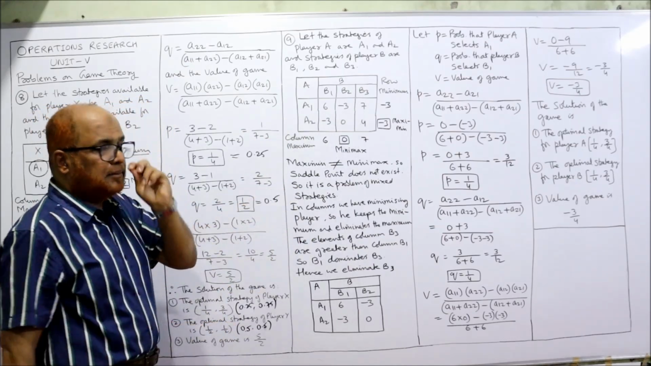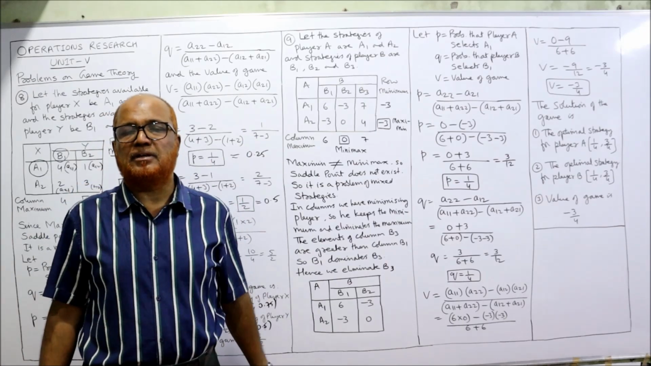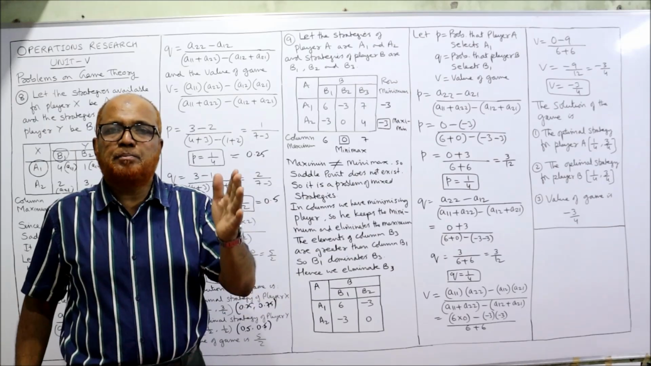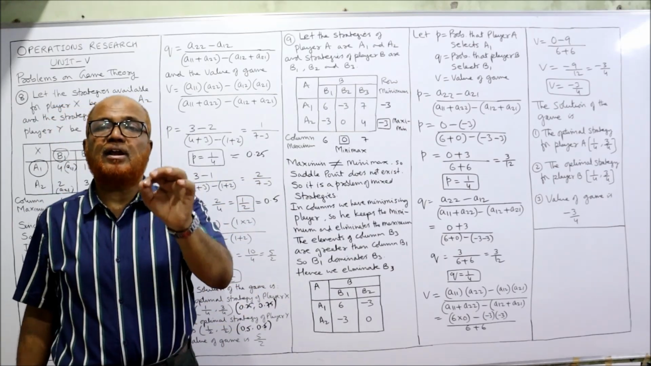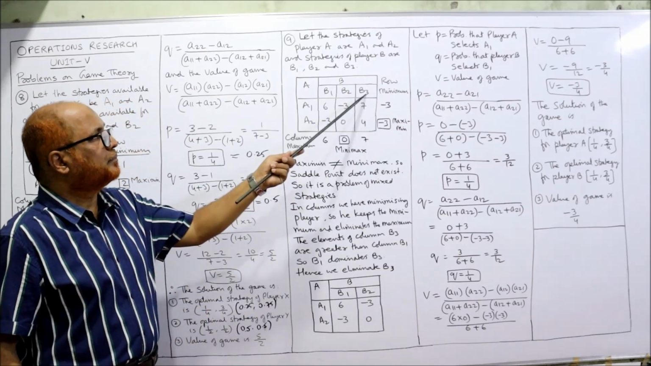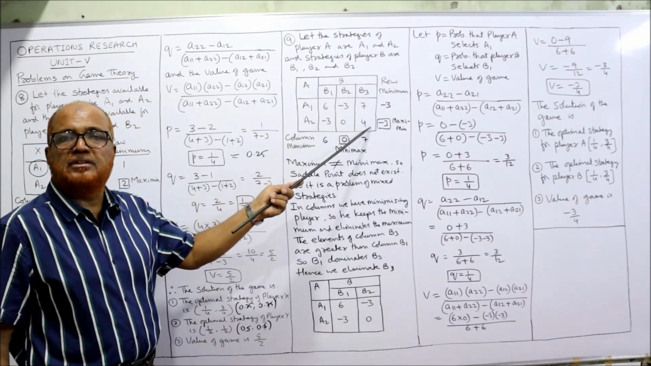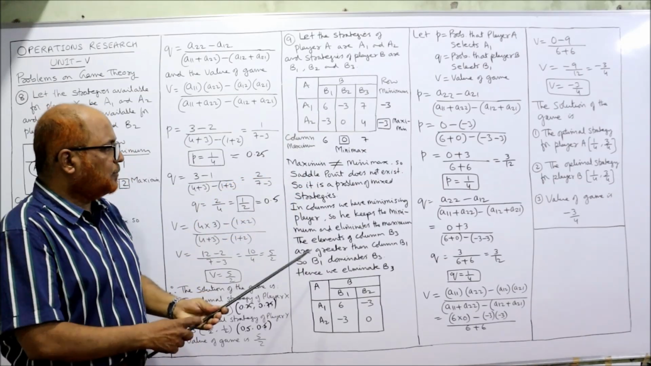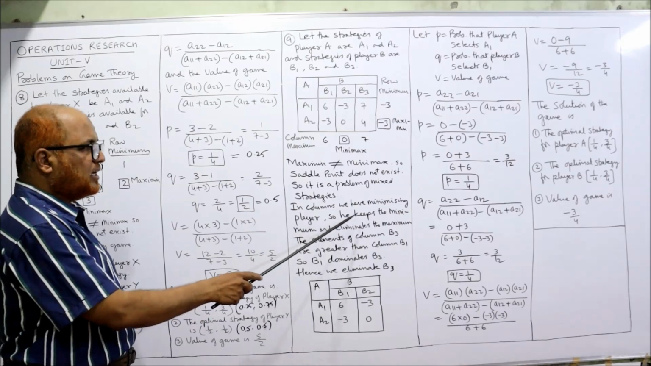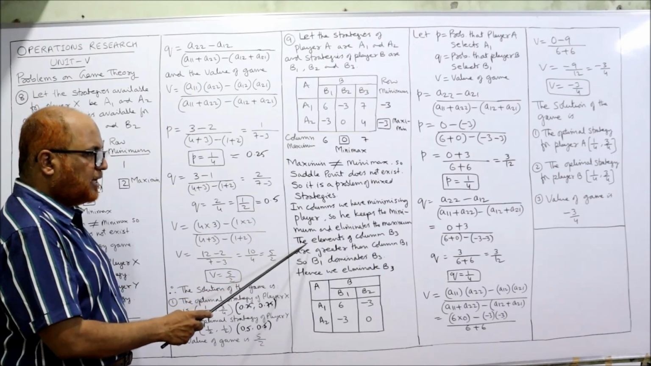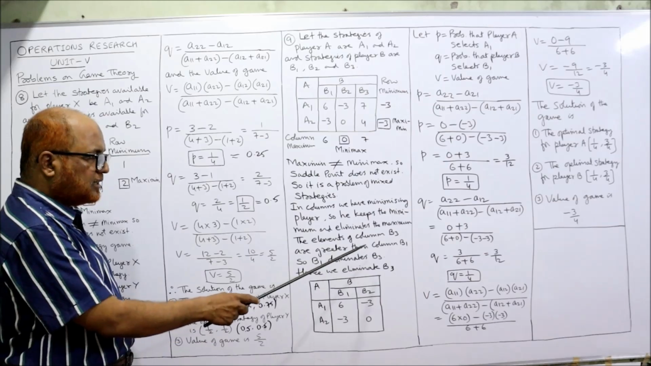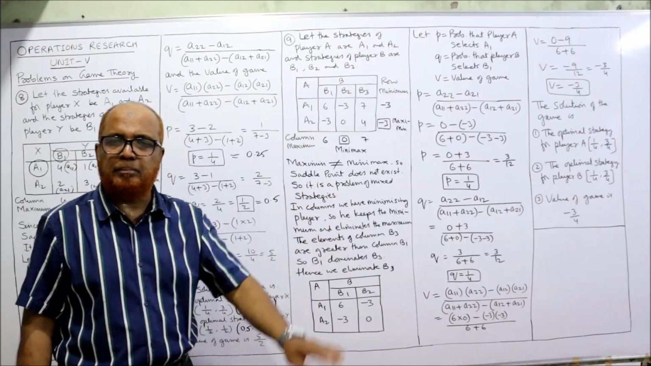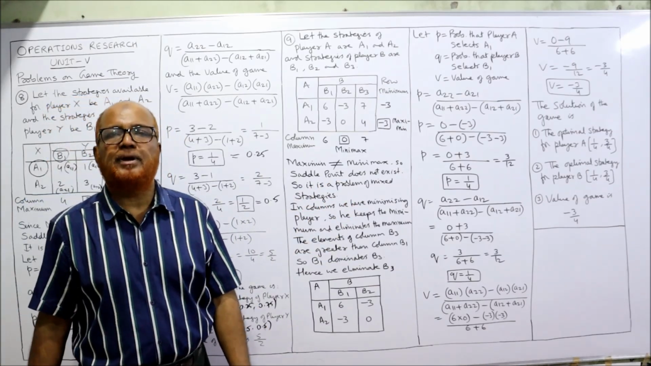So we can eliminate B3. Remove B3, B3 is redundant. That means player B will never adopt B3, because the values of B3 are greater than the values of B1. Right? In columns, we have the minimizing player, so he keeps the minimum and eliminates the maximum. The elements of column B3 are greater than column B1. So B1 dominates B3, hence we eliminate B3. Now the matrix will be 2 by 2.